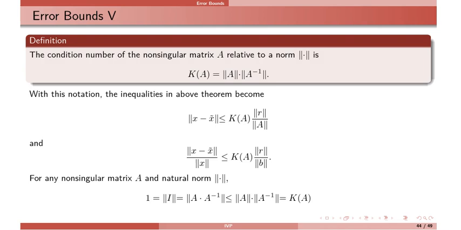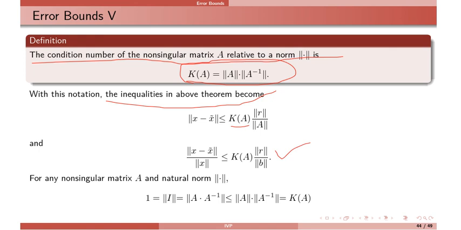And here is an important definition of the condition number that I stated earlier. The condition number of a non-singular matrix A is this, norm of A times norm of A inverse, denoted by K(A) or kappa(A). And in terms of this condition number, you can write the relative error by just writing K(A) for norm of A times norm of A inverse.